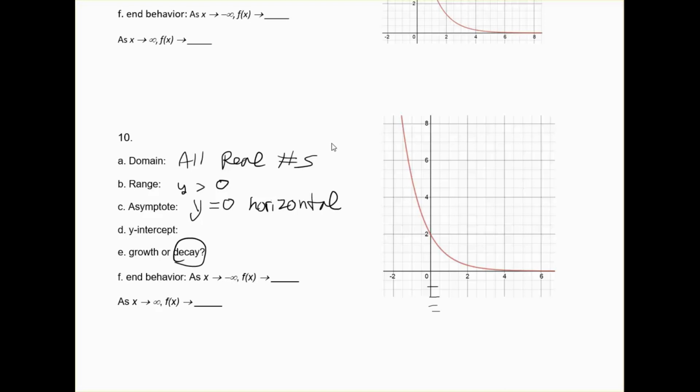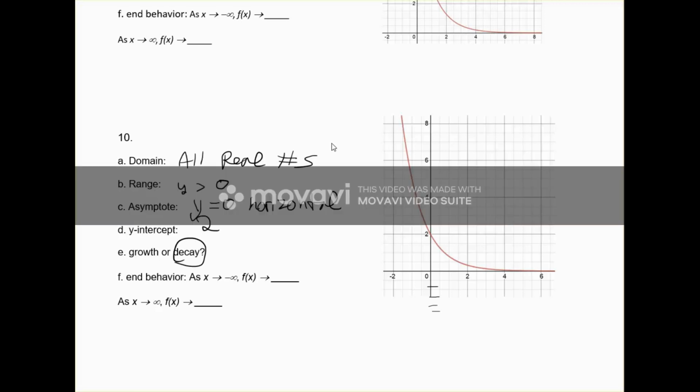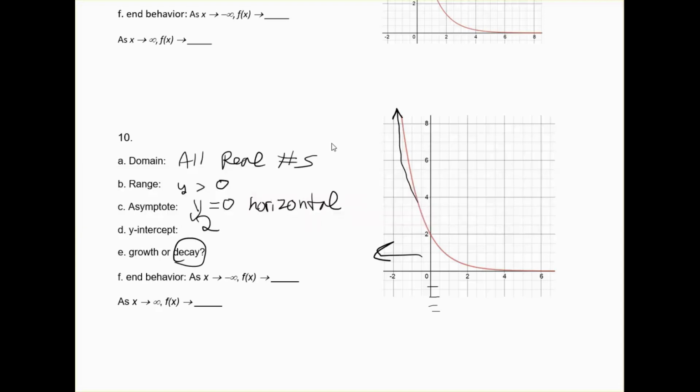The y-intercept is at 2. Now let's look at the end behavior. As x goes to negative infinity, that means as x gets smaller and smaller and smaller, what happens to our curve, our graph? It's going to get higher and higher and higher. So it's going to go to infinity.